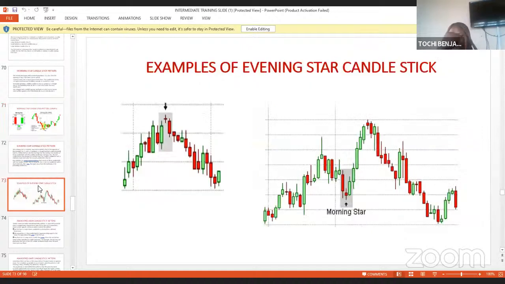The next one is evening star. Evening star is just the opposite of morning star. Evening star happens on the resistance. Something like this is an evening star.